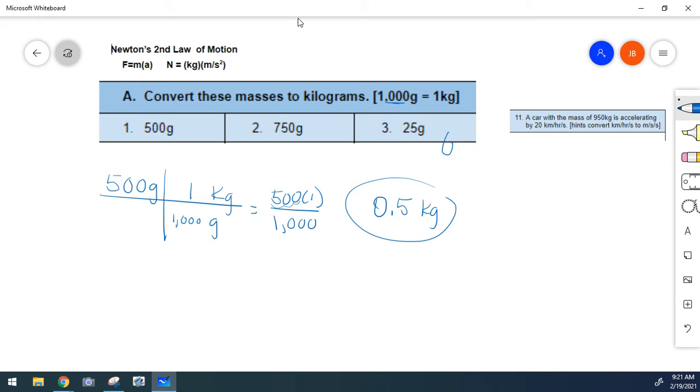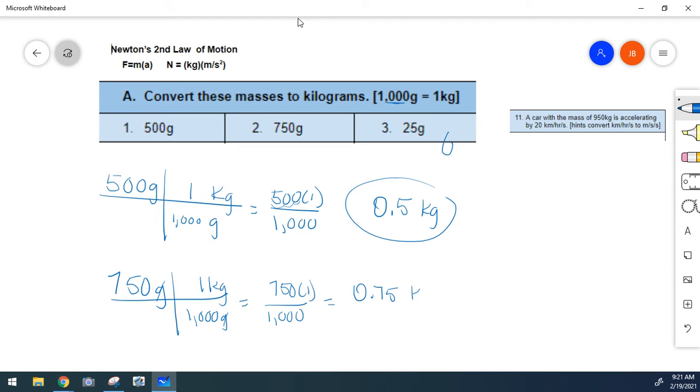So then the second one, I would do the same thing. It's 750 grams. And my conversion factor is 1,000 grams and 1 kilogram. Multiply 750 times 1 and then divide by 1,000. And grams are going to cancel here. So that's going to give me 0.75 kilograms. So that's how you do that one across the top.